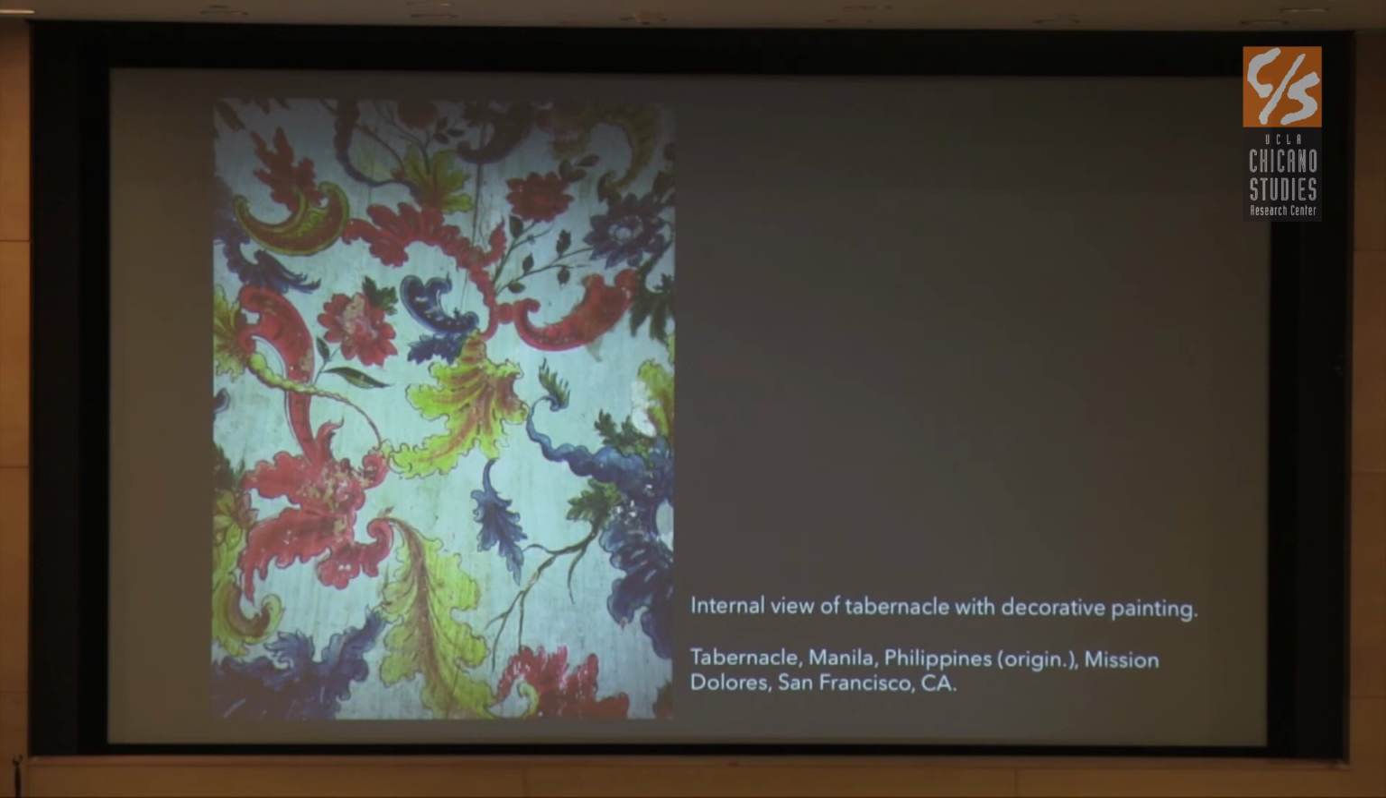The designs themselves on the walls of the tabernacle aren't particularly Asian. We have these acanthus shapes that could be from any European print or from any source material that provides a sort of decorative and evocative design to signal value, to signal something of worth.